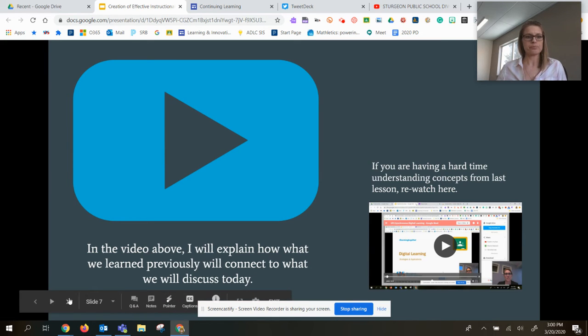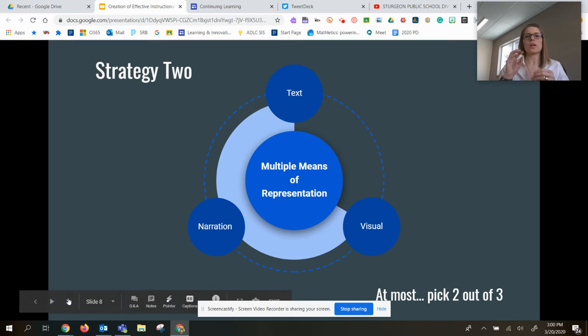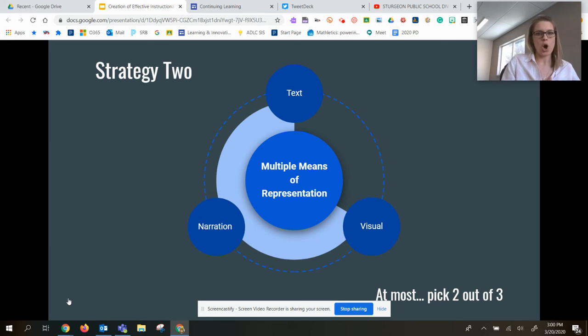Okay, so here is the next strategy. When we think of multiple means of representation, and this is very much a Universal Design for Learning concept, in other words, when we are providing curriculum learning to our kiddos, we want to give them multiple ways by which they can interact with it. Text, talking to them, visuals, video, interactives, all of these things.